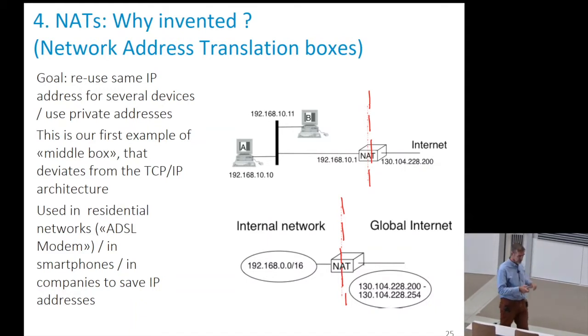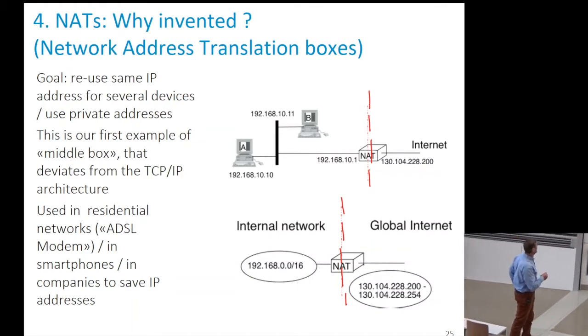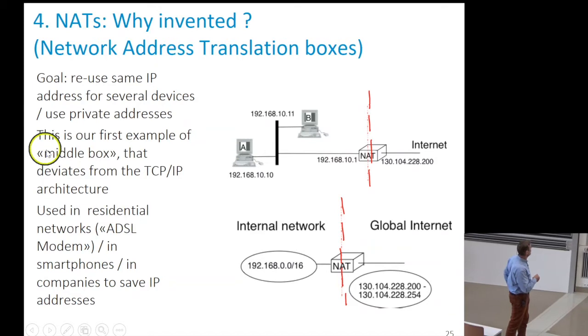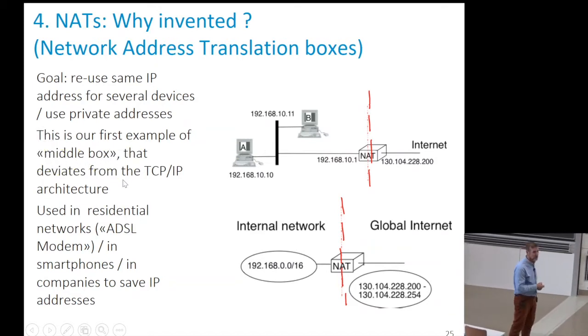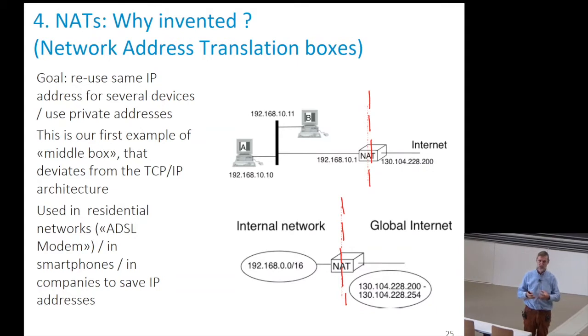Here's our first example. The example is called the NAT, Network Address Translation, and it is what we call a middle box. In fact, middle boxes are one of the problems of the internet today: there are a number of middle boxes, but essentially NATs, that are preventing things from being as nice as they should be.